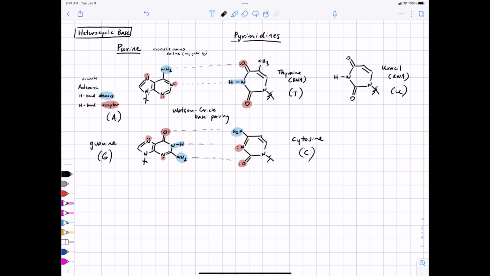What I'm showing you are the base pairing that can happen in a DNA double helix, though we haven't said anything yet about the structure, the remaining portions of the nucleotide and nucleoside.